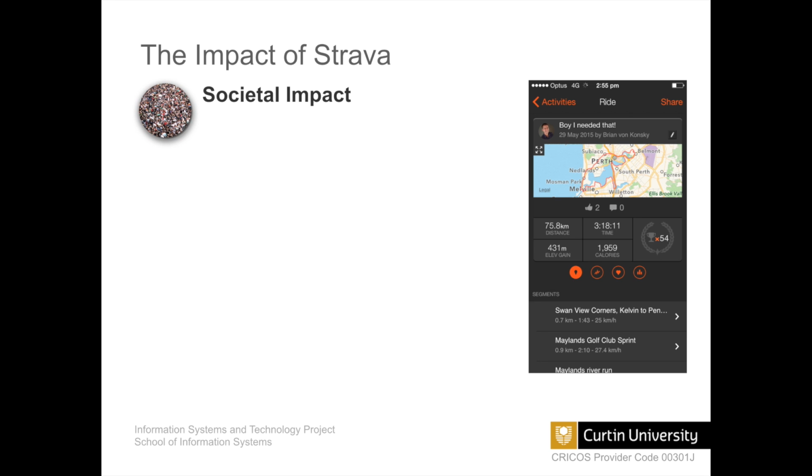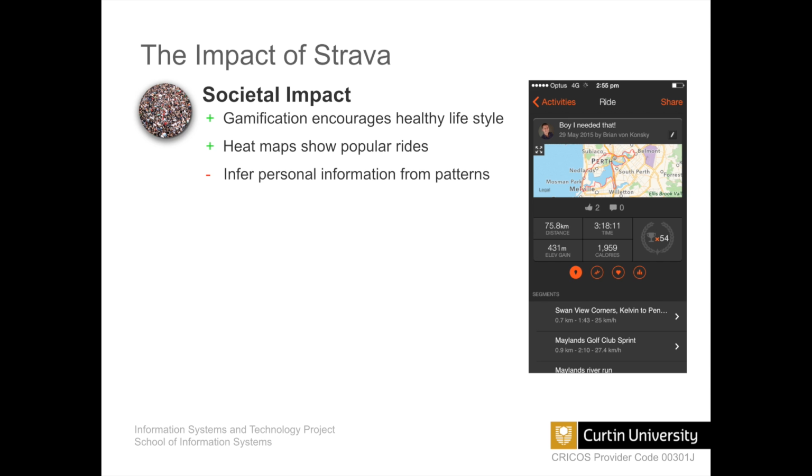From a societal standpoint, gamification can encourage a healthy lifestyle. Cyclists can use heat maps to determine routes that are both popular and safe. In some sense, this leads to shared knowledge and the development of a sense of community. As with Facebook, however, Strava can be used to infer personal information from patterns in the data.